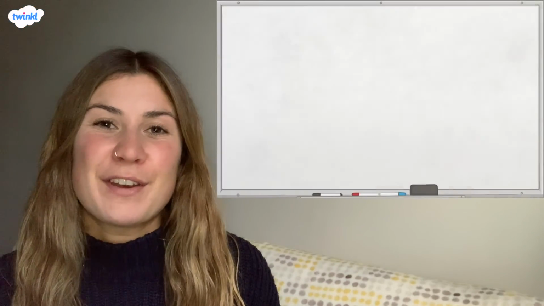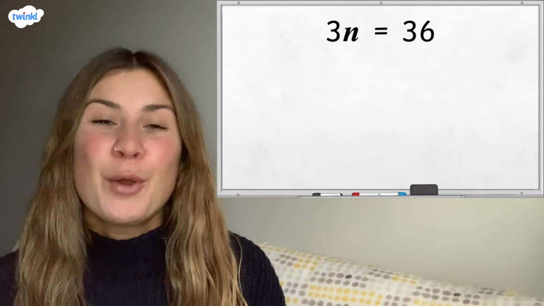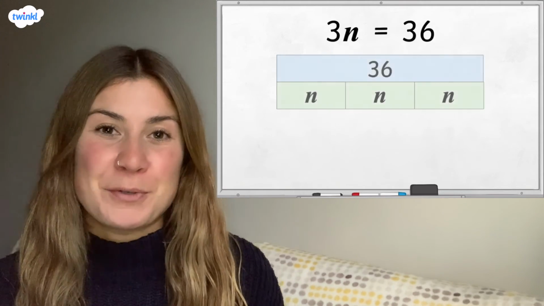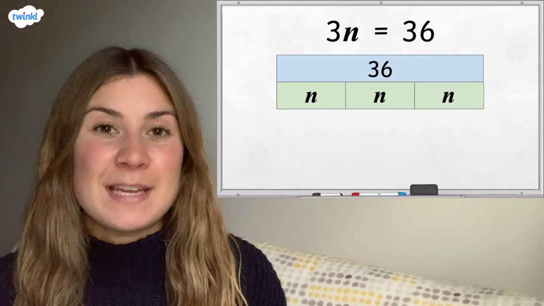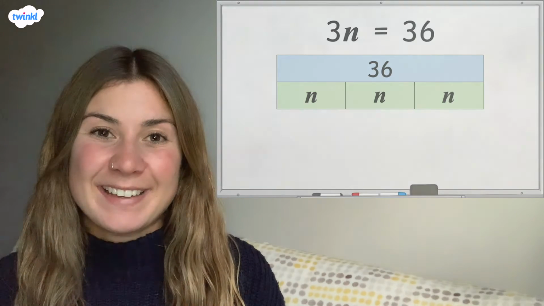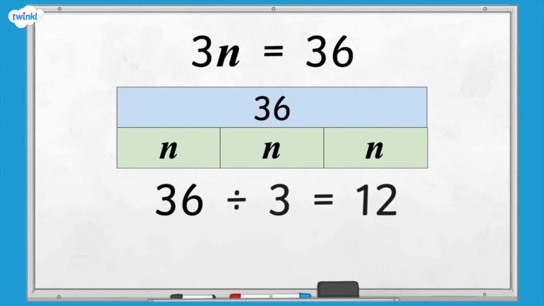Let's take a look at our next question. This time we have the equation 3n equals 36. We can represent this in a bar model like this. Remember, 3n is the same as 3 multiplied by n. To find the value of n, we need to divide by 3, as division is the inverse of multiplication. 36 divided by 3 equals 12, so n equals 12.